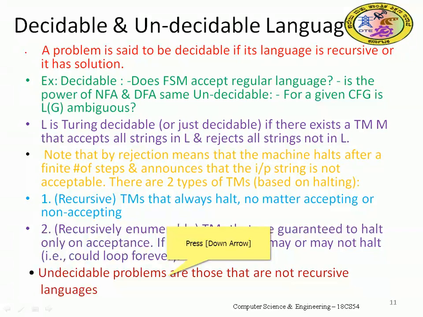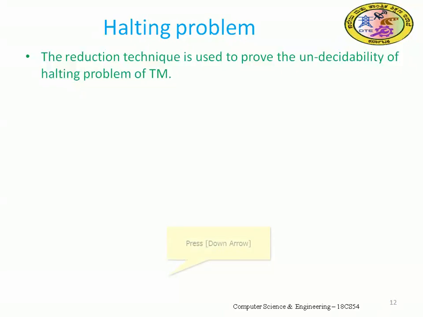Undecidable problems are those that are not recursive languages, right? Undecidable languages are not recursive. The halting problem we can observe. There are several possible techniques, and one such class, called the reduction technique, is used to show the undecidability of the halting problem of Turing machines.